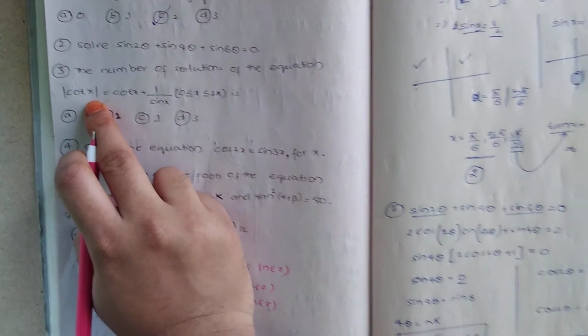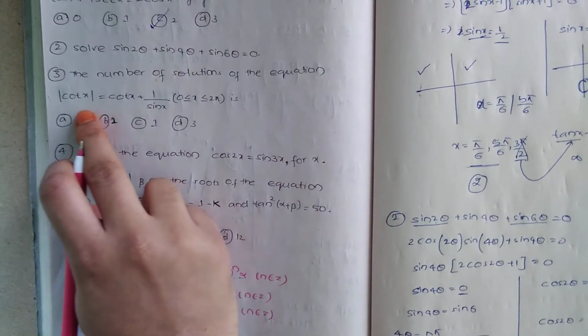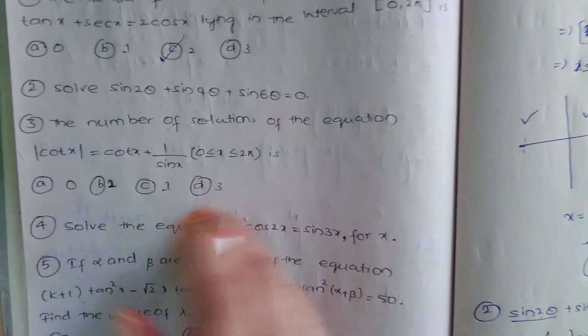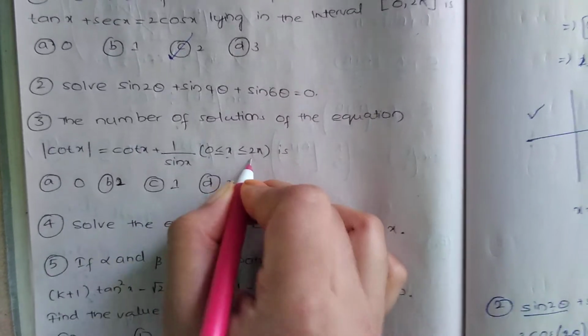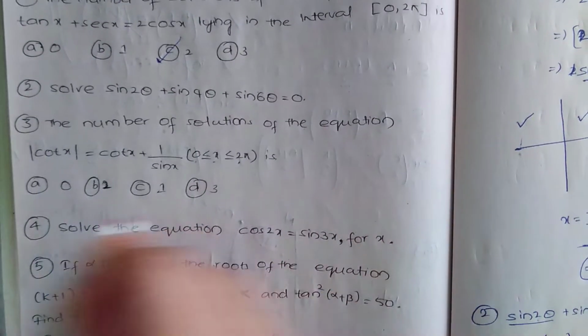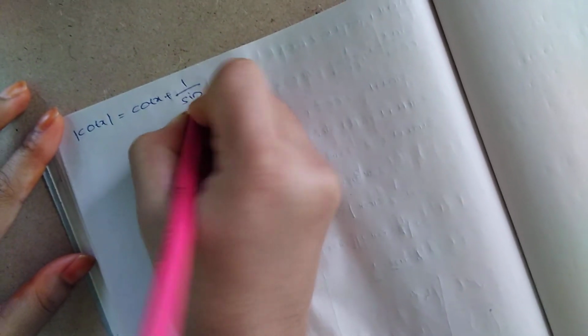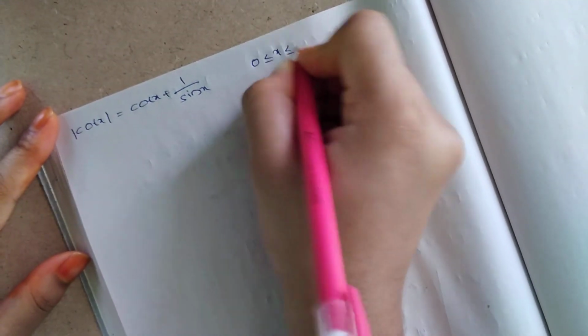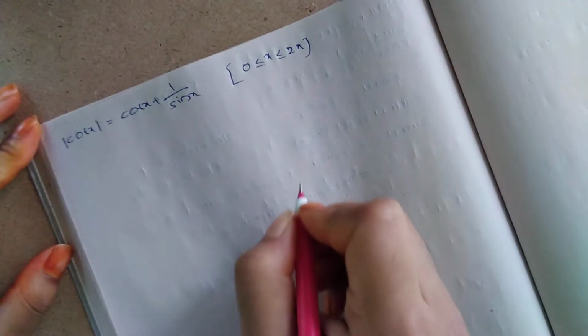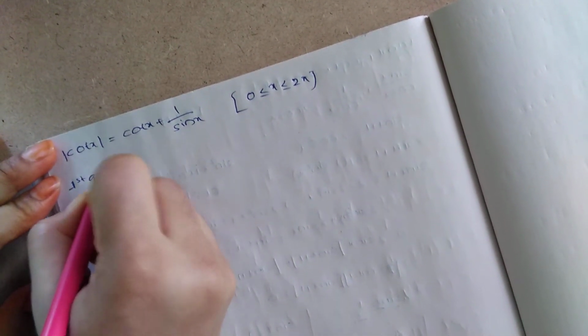Okay, let's see the third question. The number of solutions of the equation mod cot x is equal to cot x plus 1 by sin x. Okay, x is in the range of 0 to 2 pi. Number of solutions possible. Okay, let's calculate it. What is the equation given? Mod cot x is equal to cot x plus 1 by sin x. 0 less than or equal to x. This is the range, right? Is it? Yes. So let's go quadrant wise.